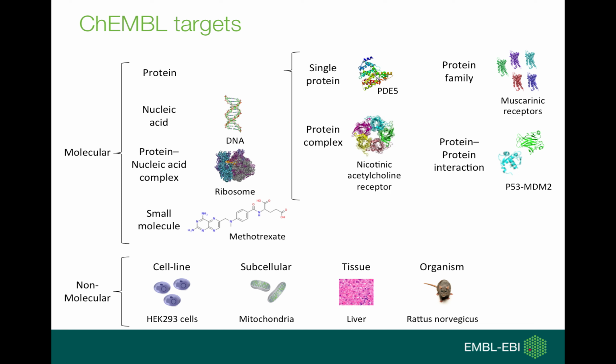If I can say a little bit more about the ChEMBL targets, we have two main groupings of targets, mainly molecular targets and non-molecular targets. And this target grouping represents the kind of targets that we find in the publications, in the papers that we manually extract and curate. On the non-molecular targets, if I start at the bottom of the slide, we have targets such as cell lines, subcellular fractions such as mitochondria. For example, it might be a tissue target such as a liver or a whole organism such as the rat.